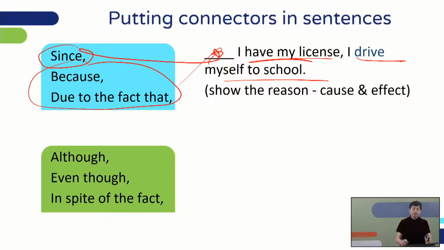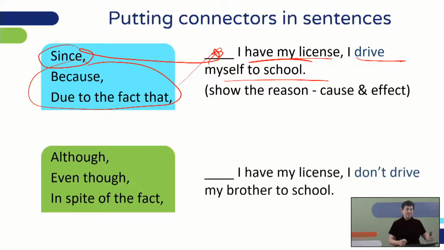We have more connectors. Let me give you another sentence. How do you like this one? I have a license. I don't drive my brother to school. Is that because? Because I have my license, I don't drive? No, that's not logical. We've got opposites here. I need something like, although I have my driver's license, I don't drive my brother. I drive myself, but not my brother.